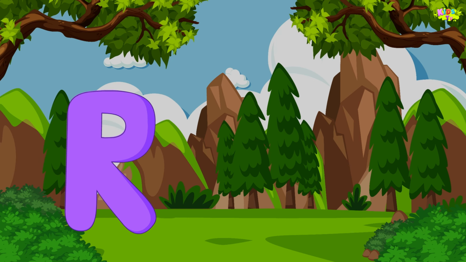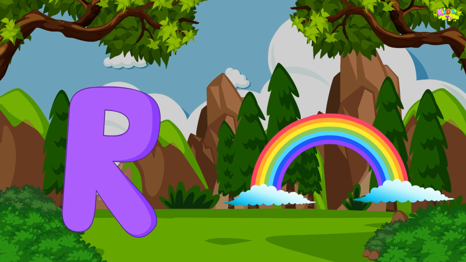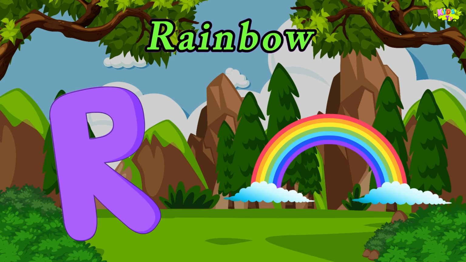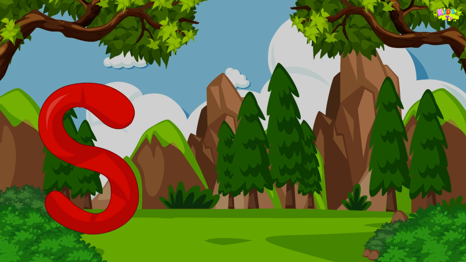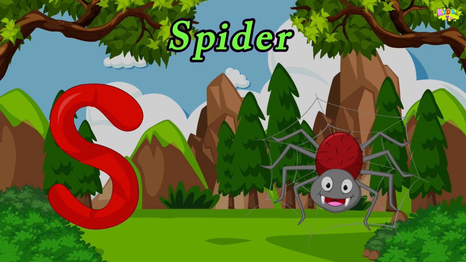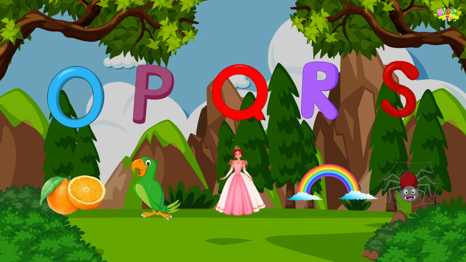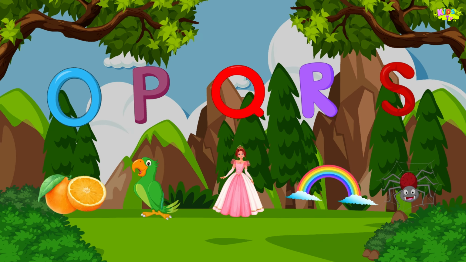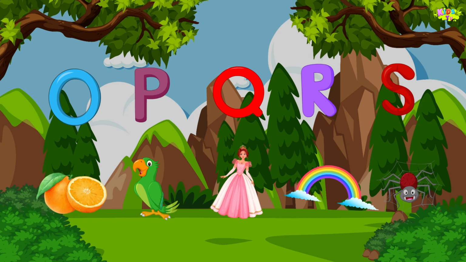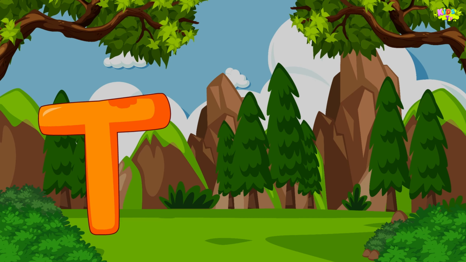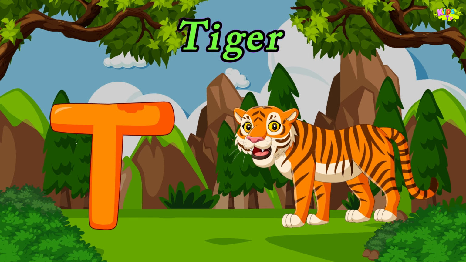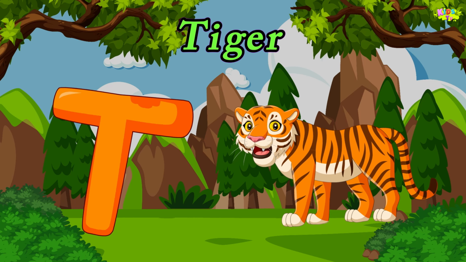R is for rainbow. R, R, rainbow. S is for spider. S, spider. T is for tiger. T, tiger.